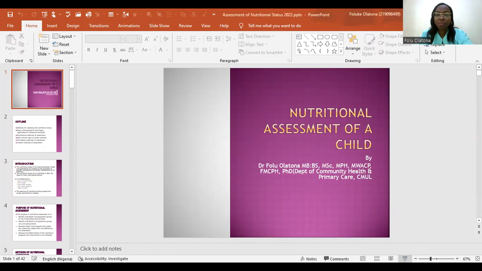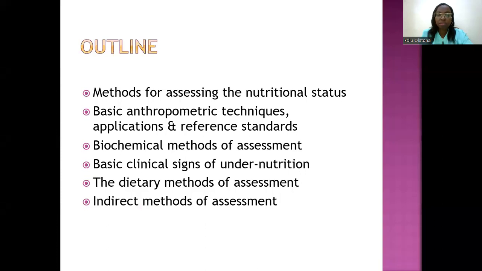So, assessment of nutritional status. The outline would be like this. The methods for assessing the nutritional status, the basic anthropometric techniques, applications and reference standards. We'll talk about biochemical methods of assessment, the clinical signs of undernutrition. That's when you adopt the clinical method. Then the dietary methods of assessment and the indirect methods of assessment. So those are the important aspects of assessment of nutritional status.